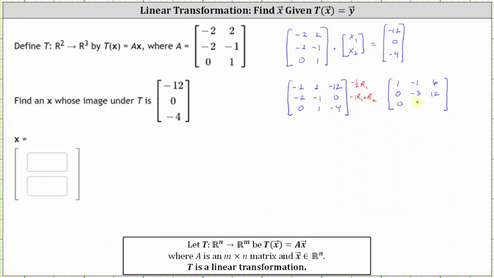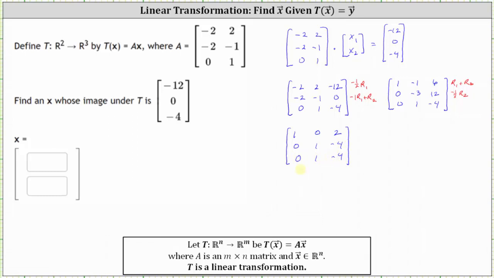Row 3 remains the same for now. Now let's get a 0 in row 1, column 2 by replacing row 1 with row 1 plus row 3. Let's replace row 2 with -1/3 times row 2. Replacing row 1 with row 1 plus row 3, we have 1 plus 0, which is 1. -1 plus 1 is 0. And 6 plus -4 is 2. Replacing row 2 with -1/3 times row 2 gives us 0, 1, -4. Row 3 remains the same.